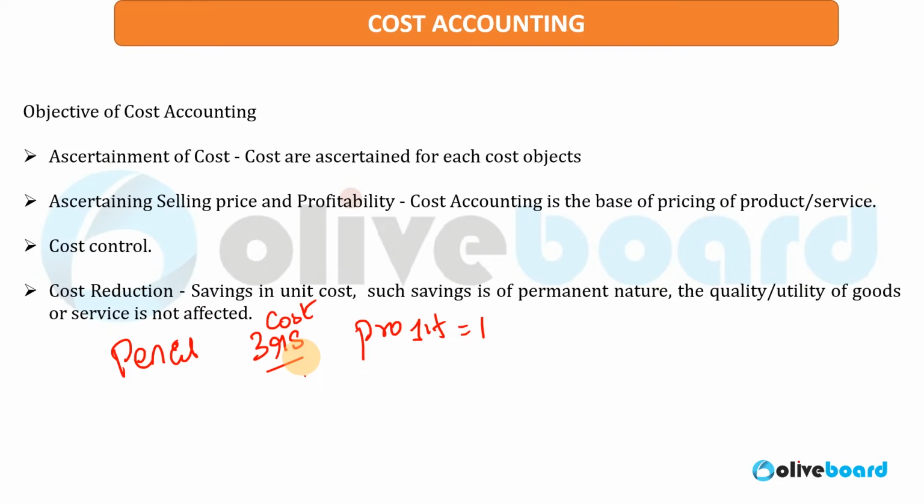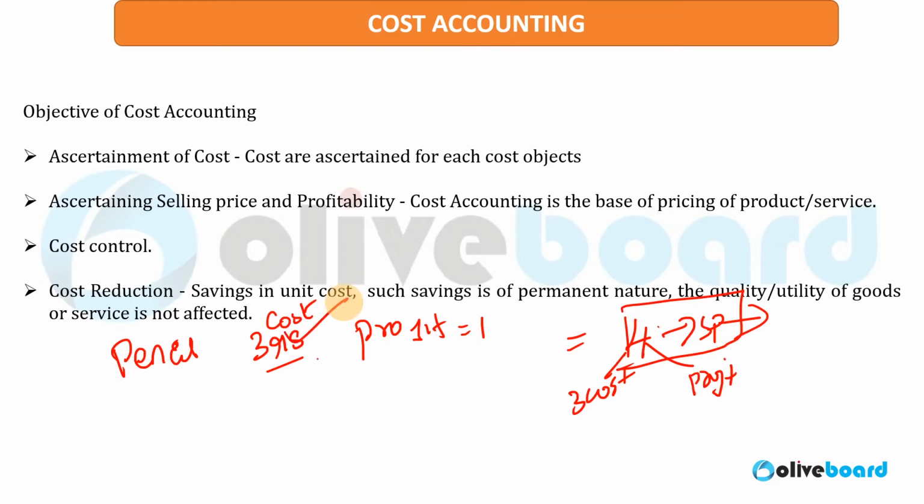How much should I give it to the customers? If I sell it at 4, then 3 rupees will go towards cost and 1 rupee towards me, that is the profit I will earn. So my basis for my selling price is coming from where? Coming from my cost. You're getting it? The main objective of cost accounting is ascertainment and fixation of selling price and profitability. All right.